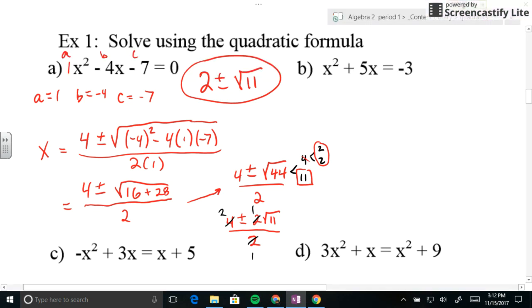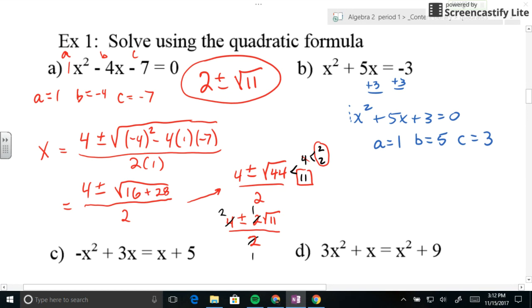So with B, we don't have it equal to 0 like the formula tells us we need to. So the first thing I'm going to do is add 3 to both sides to make it equal 0. So I'll get x squared plus 5x plus 3 equals 0. Now I could use the quadratic formula because I have it equal to 0. A is the number in front of the x squared, which is 1. B is the number in front of the x, which is 5. And C is just the number without the x, that's 3.